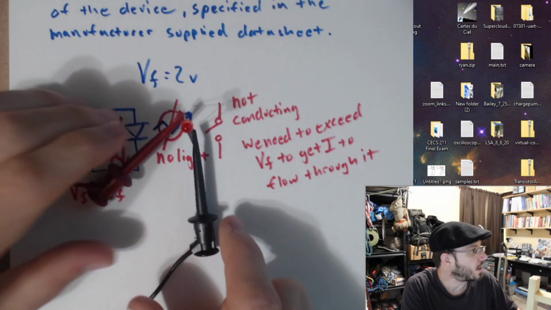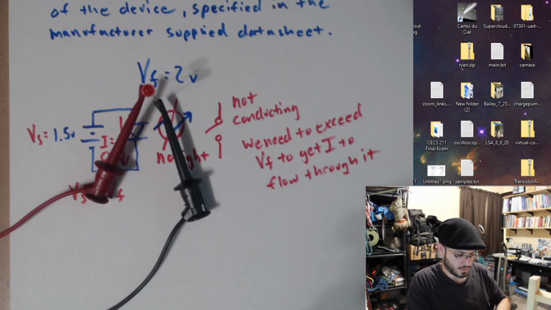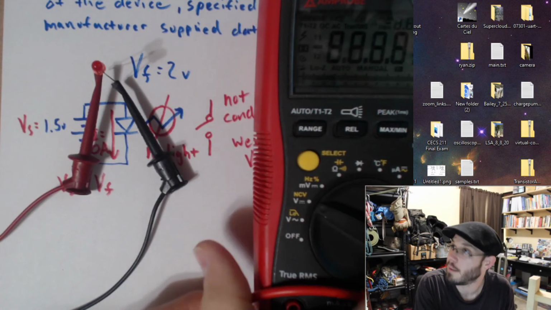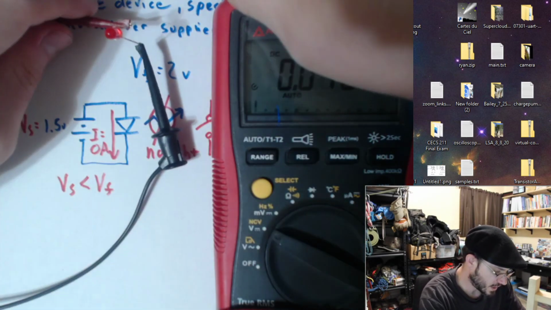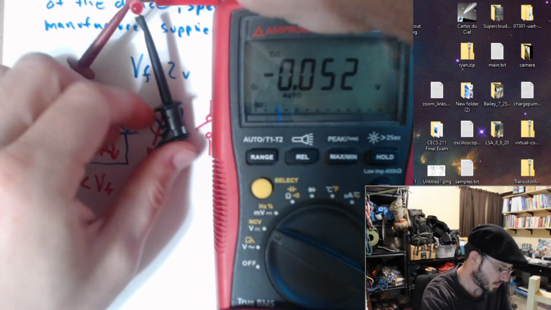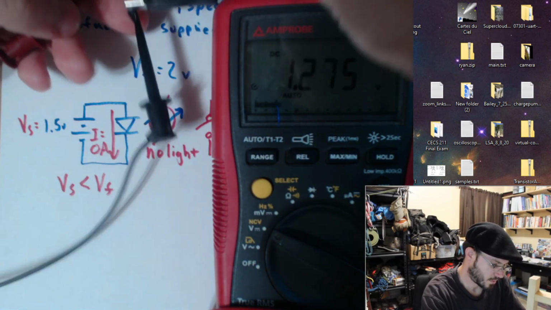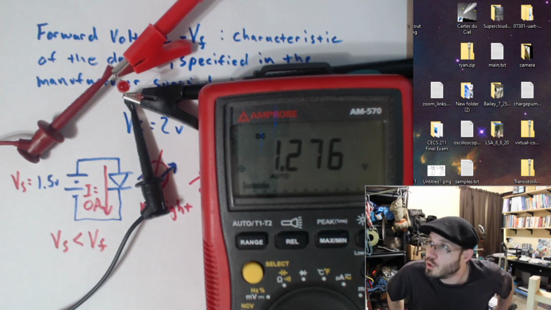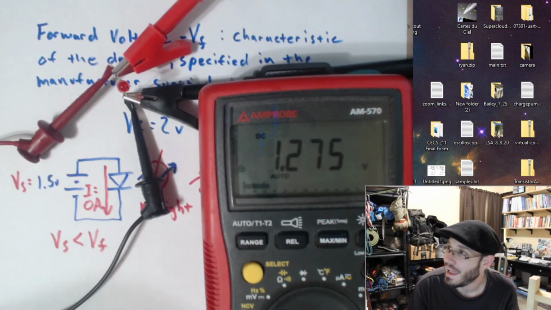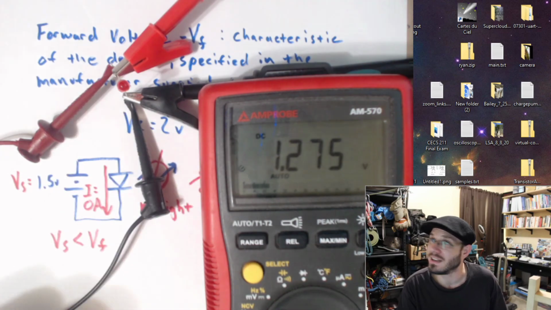And in fact, let me go ahead and one up this example by using my multimeter to show what the voltage is. Okay, I have 1.27 volts. This diode has a forward voltage of about 1.8 volts.